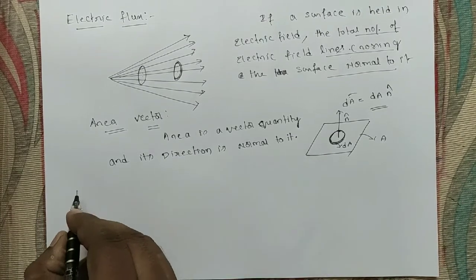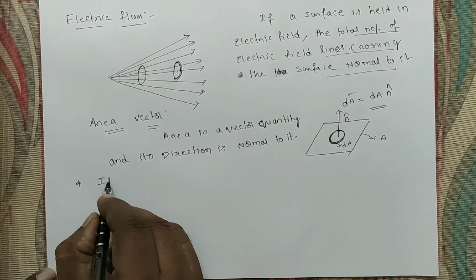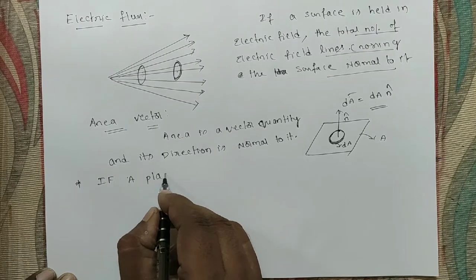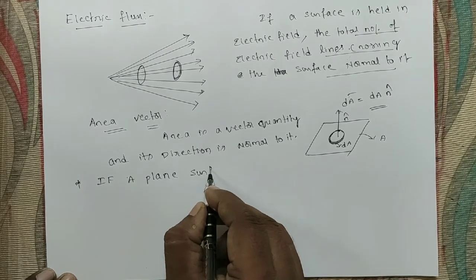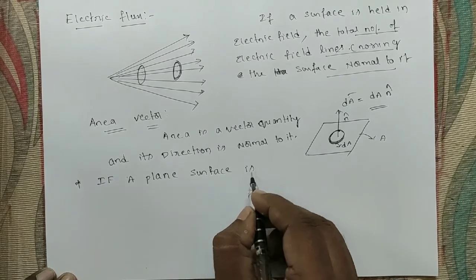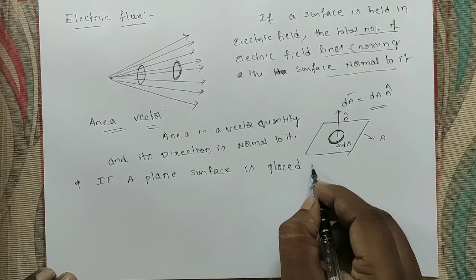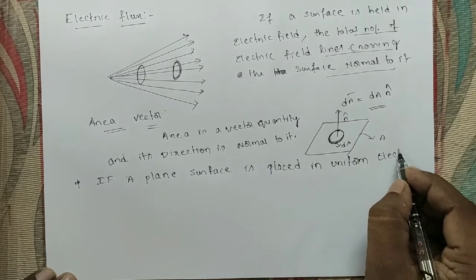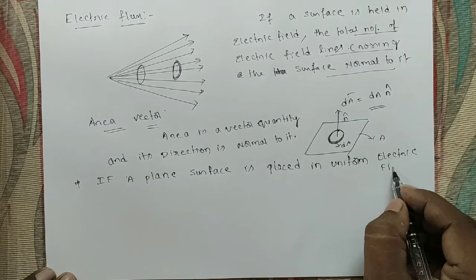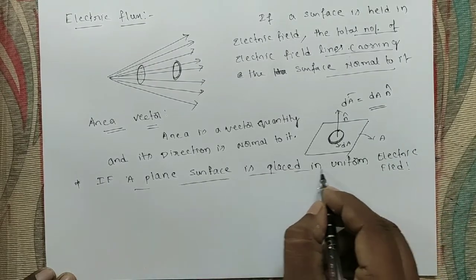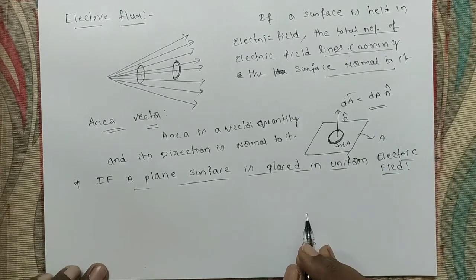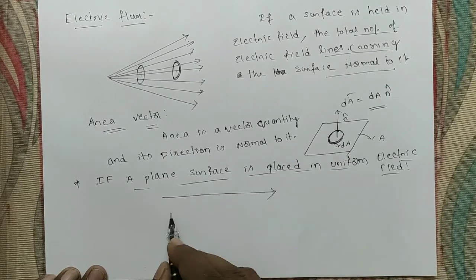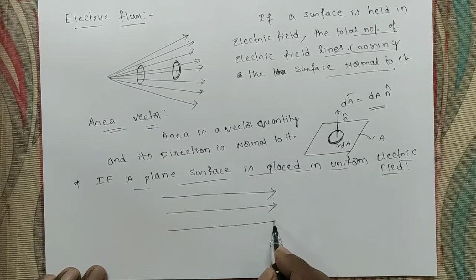Now, if a plane surface is placed in a uniform electric field, let us take a uniform electric field of intensity E. This is a uniform electric field of intensity E.